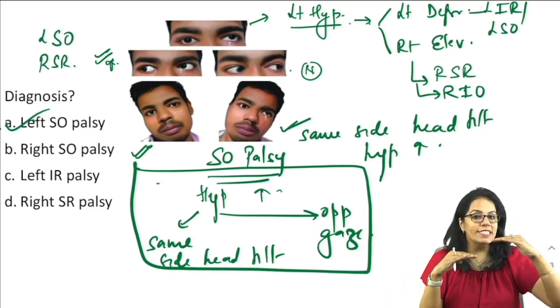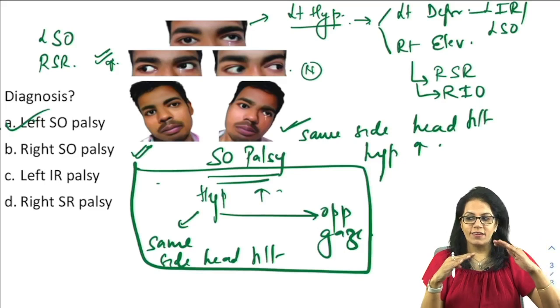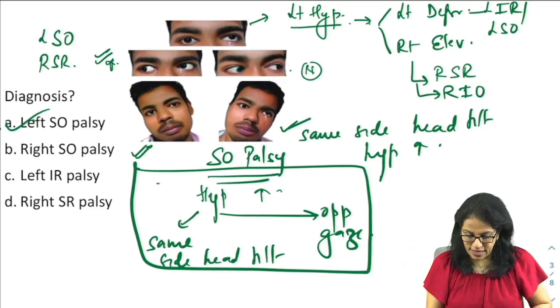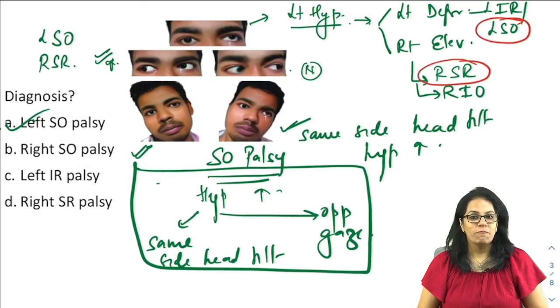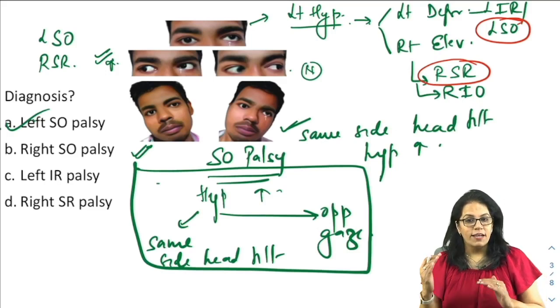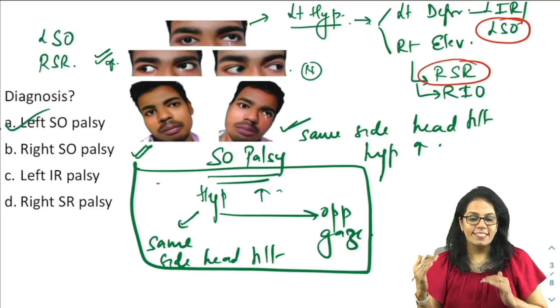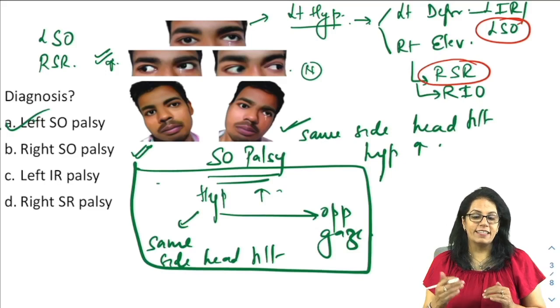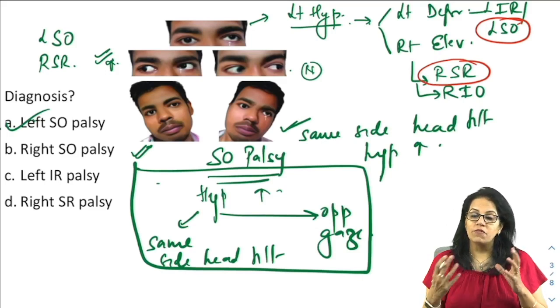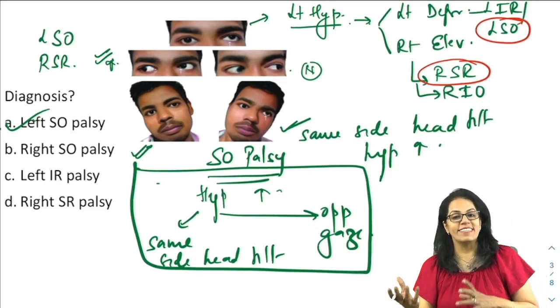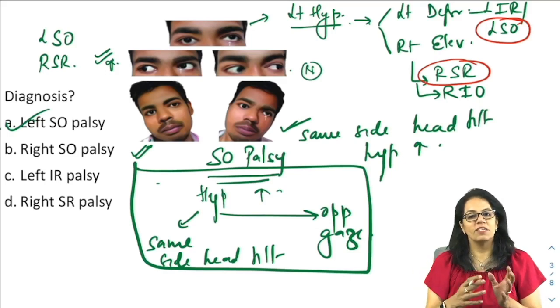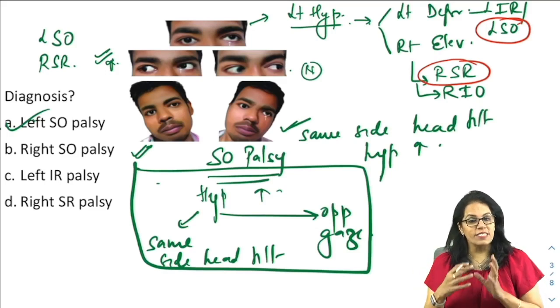Next question. In which gaze is the hypertropia increasing? On the right gaze, the opposite gaze. Now we narrow it down to 2 muscles here. Either it is left superior oblique or it is right superior rectus. Then what is the next thing? Head tilt. That is the third question. On which side head tilt does the hypertropia increase? So the Parks 3-step test is 3 questions.